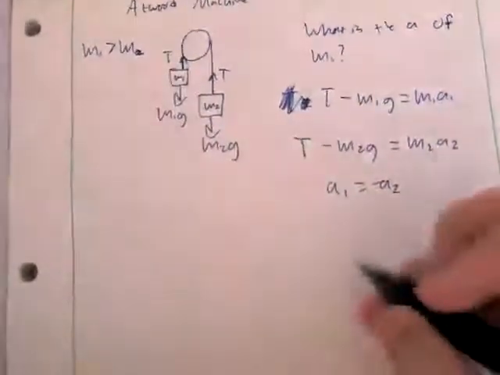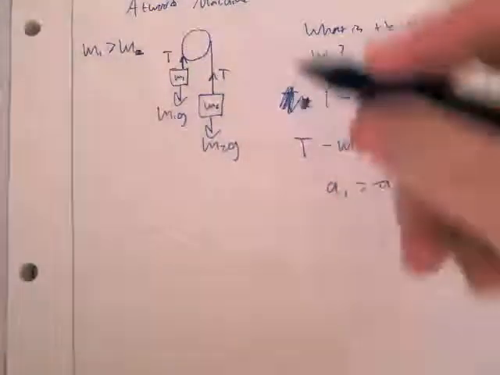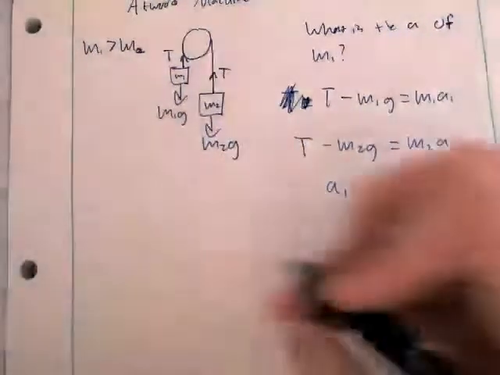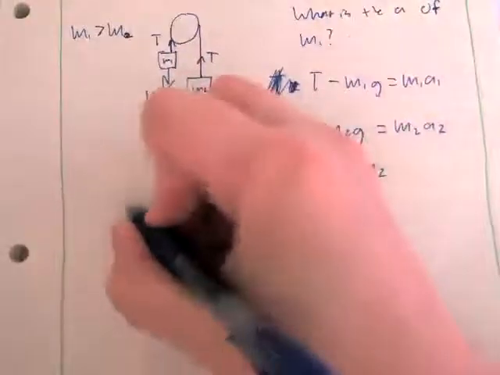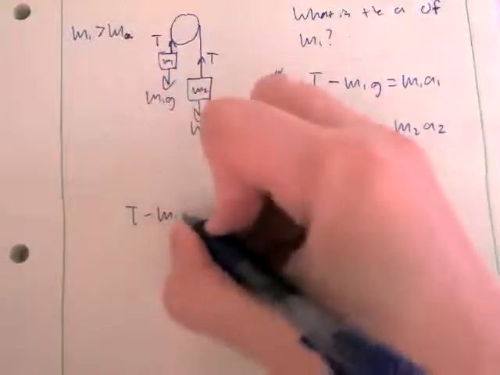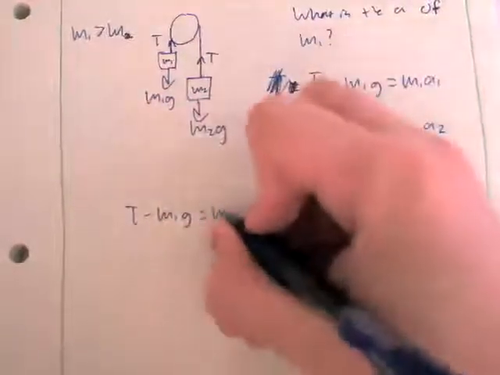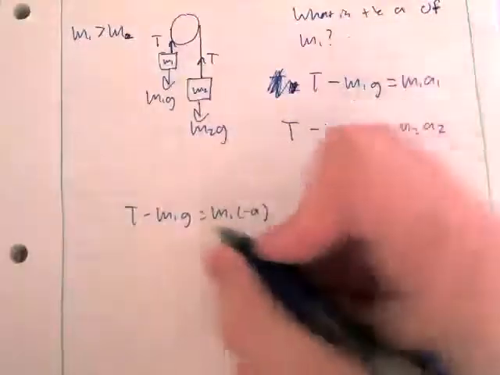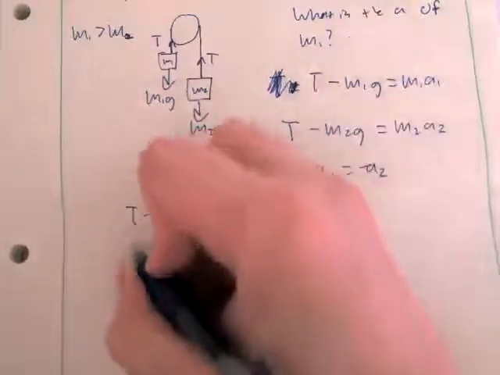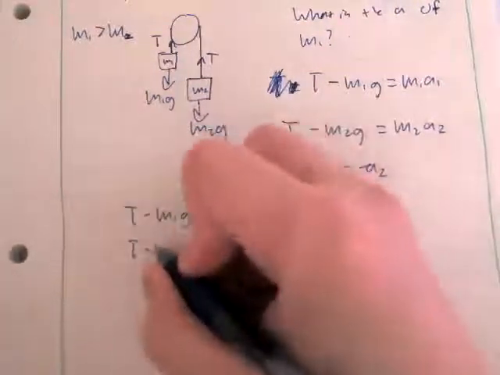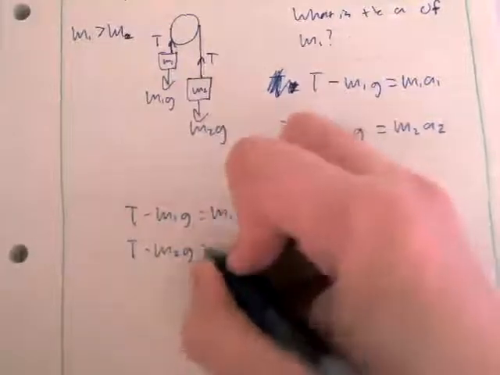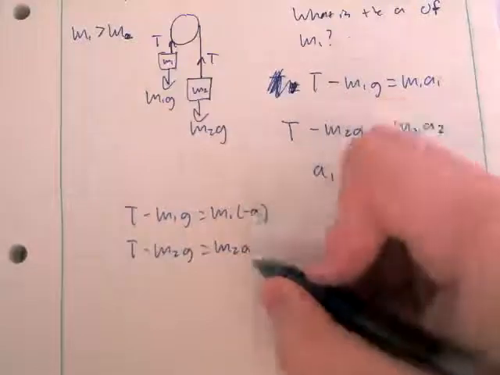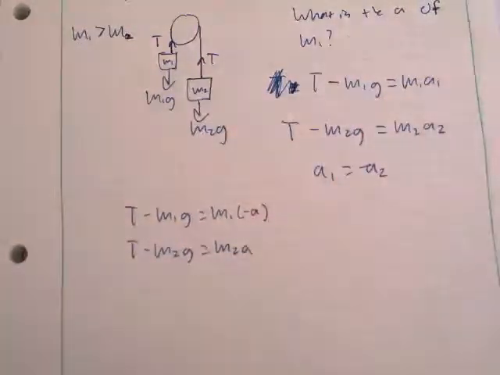So let's go ahead and rewrite our equations with this new piece of information. Again, they have the same magnitude of acceleration, it's just they go in different directions. So I can write T minus m1g equals m1 times minus a. I'm just going to use a for both of them. The minus is to denote that mass 1 is going down. We have T minus m2g equals m2a, right? So m1 is going down, and m2 is going up.